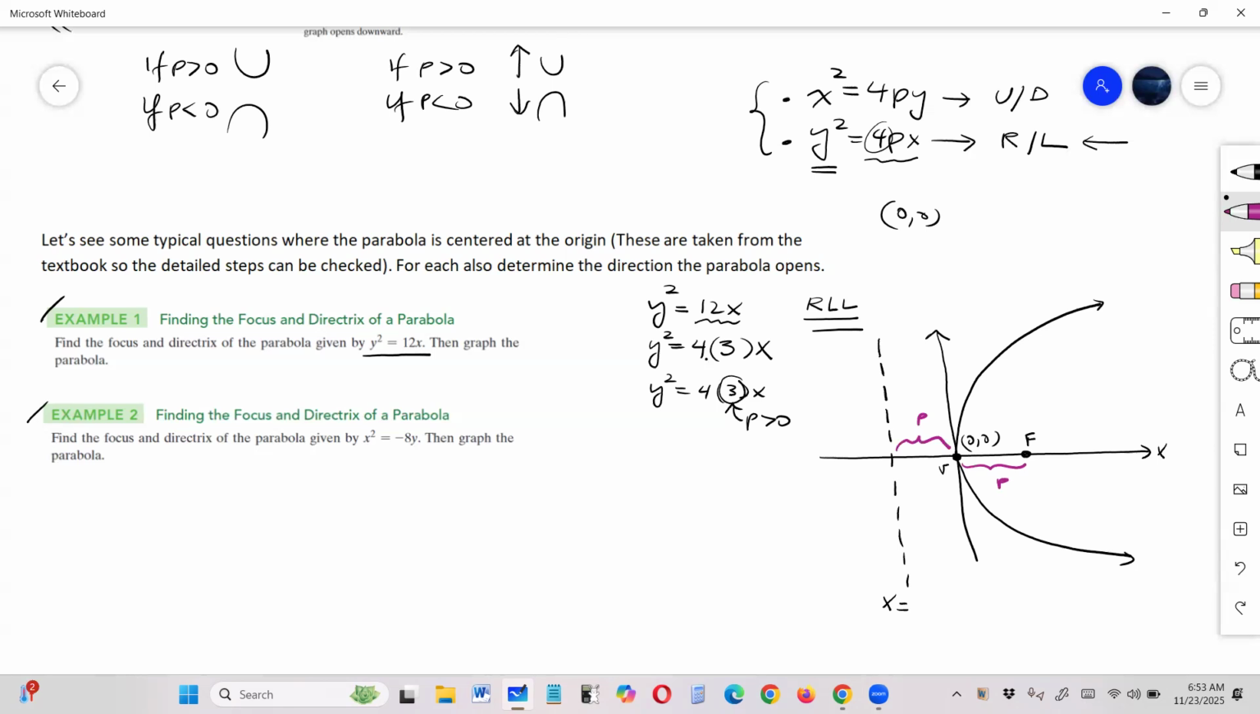So I need to find the location of the focus, which is obviously 3, 0, because this parabola is at the origin. The equation of the directrix is x equals -3 because it's 3 units to the left of the origin. And this is the graph that we need to be able to provide on an exam, for example. We need to graph the parabola, we need to have the location of the focus, and we need to have the equation of the directrix. Okay, now let's see the second example.